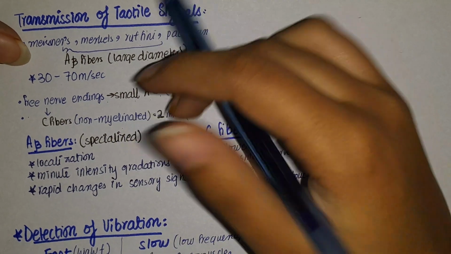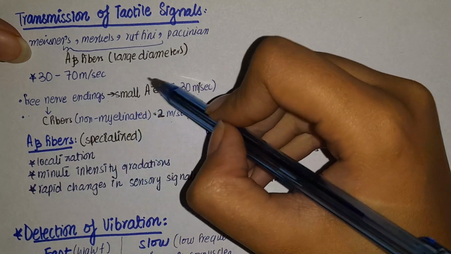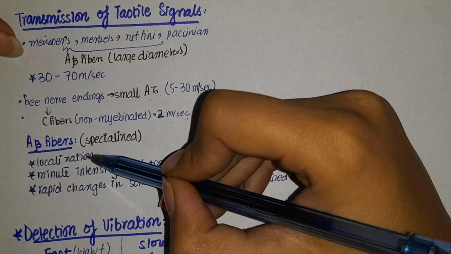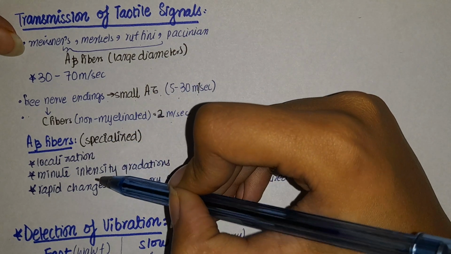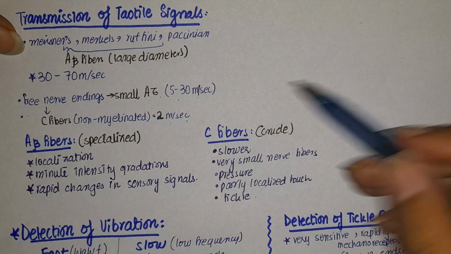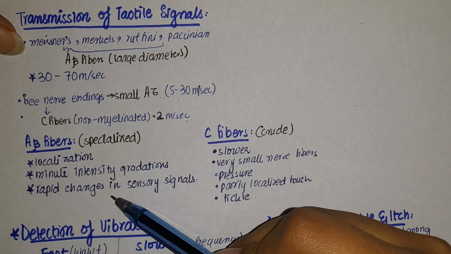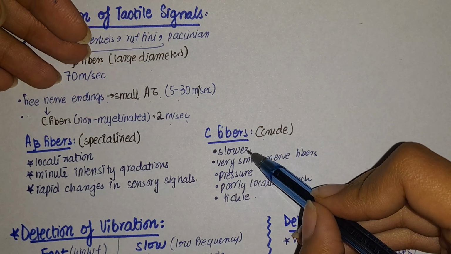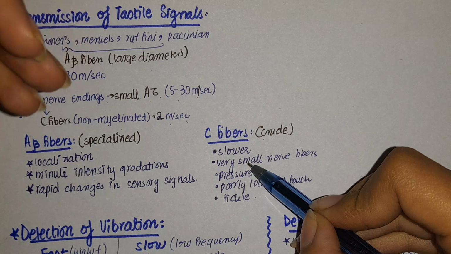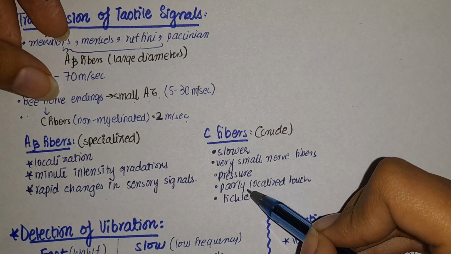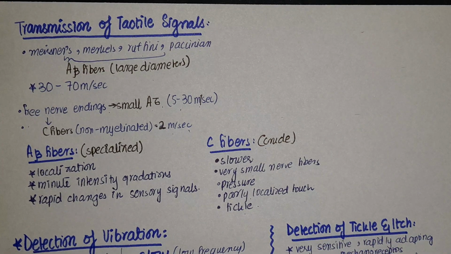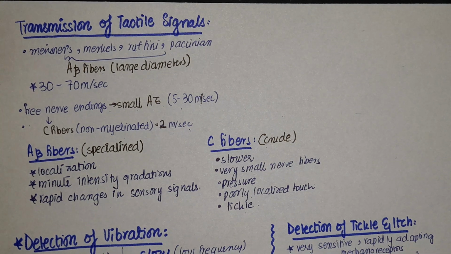Now we can talk about the A beta fibers, which are large diameter fibers. They are also myelinated, so they help in localization, gradation of intensity, and rapid changes in sensory signals. Localization, gradation, rapid changes. Whereas the C fibers, which are involved in crude touch, are slower because they are non-myelinated. They are very small nerve fibers, and they detect pressure or poorly localized touch and tickle. So we are done with all the transmission of the tactile sensation, their receptors, and how they are transmitted. In the next video, we will start with detection of vibration.